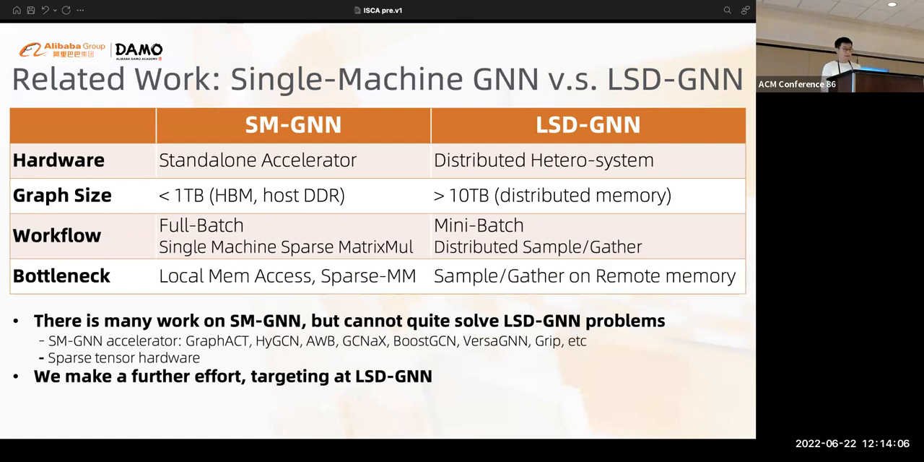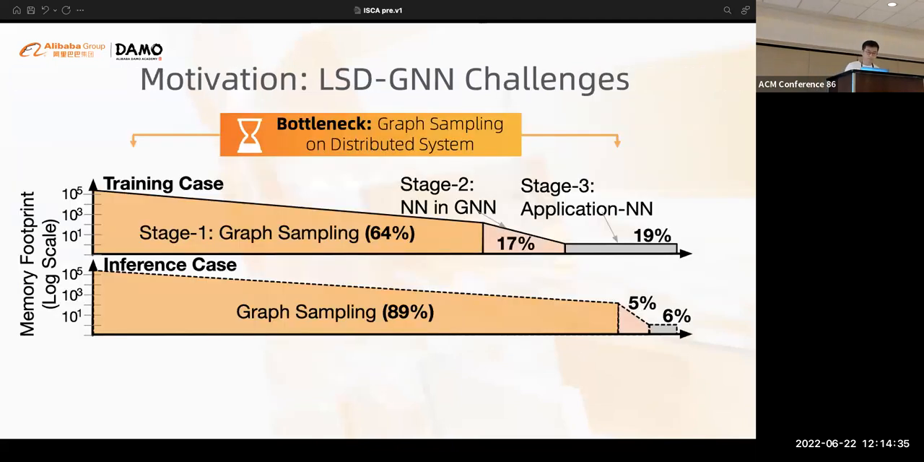And then the bottleneck is quite different. For the single machine GNN, people usually focus on the local memory access efficiency and acceleration of sparse matrix multiplication. But on the large size GNN, the bottleneck will be the assembly stage and the remote, in-machine memory access. And we are very happy to see that papers in this session also work on the same problem, the large size GNN has to do.